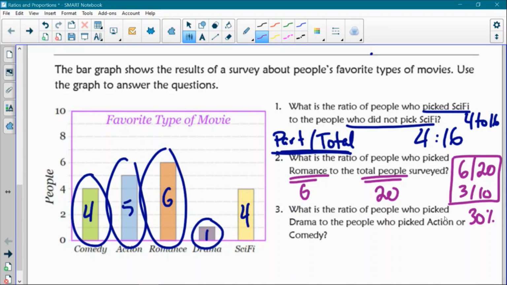When you're asked what is the ratio between those two different categories there, that and that, you can write either of these two answers. This also represents the ratio, but when you're writing a ratio, you're going to write it like this, or with the word to, or with a colon. What's the ratio of people who picked drama to the people who picked action or comedy? So that's talking about these two groups together. So I'm actually going to add action and comedy together. That's 9. And the people who picked drama, that's just 1. So that's a ratio of 1 to 9.